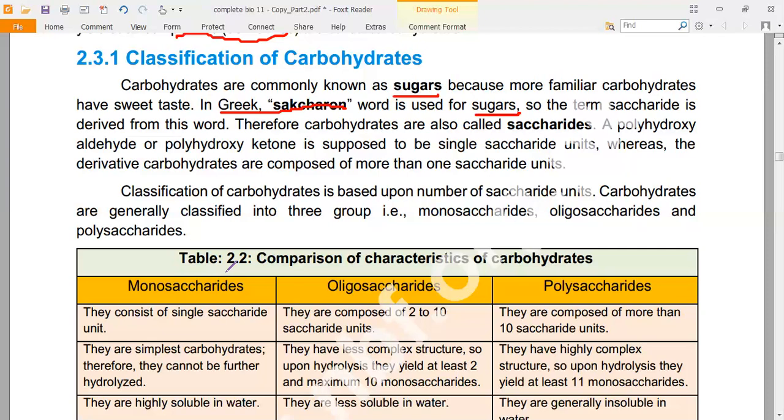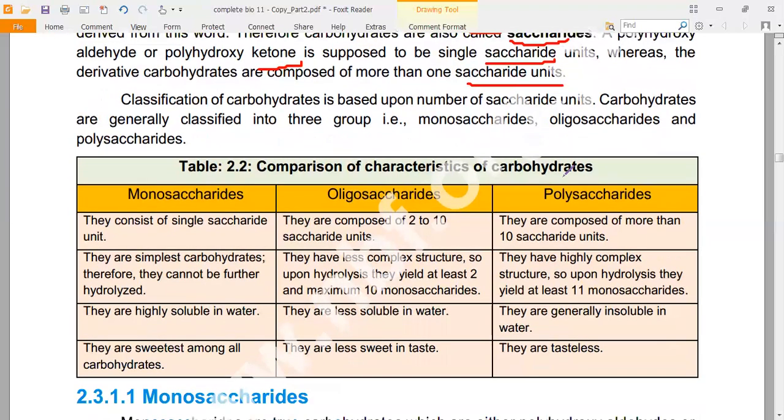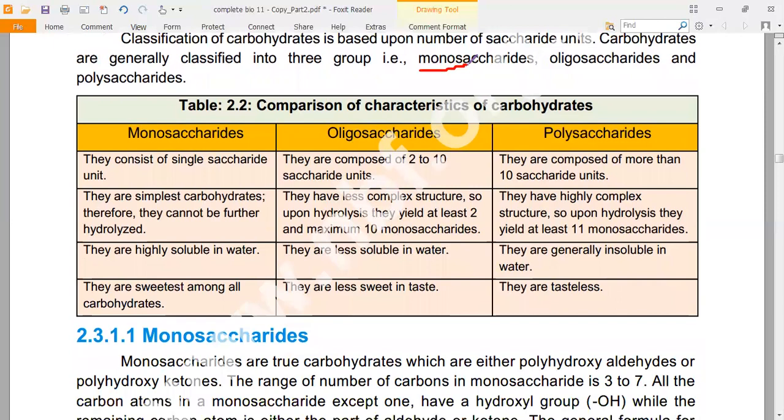Okay. So carbohydrates are also called saccharides. Due to this Greek word, it changes into the word saccharides. So a polyhydroxyaldehyde or a polyhydroxyketone is supposed to be a single saccharide unit. So those single saccharide units, or their derivatives composed of more than one saccharide unit, are all carbohydrates. So if we talk about the classification of carbohydrates, they are divided into three main groups: monosaccharides, oligosaccharides, and polysaccharides.